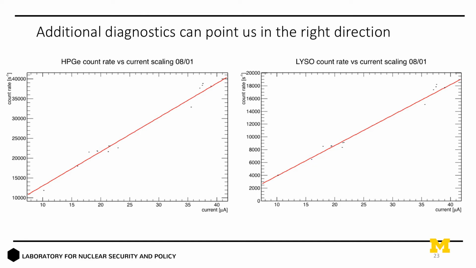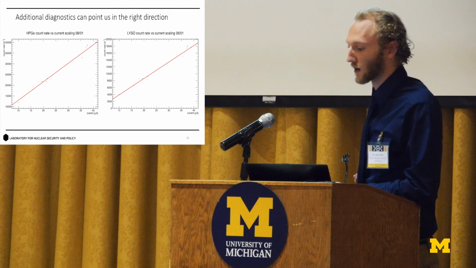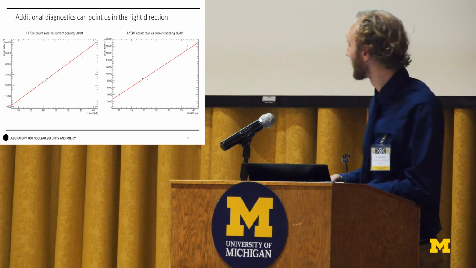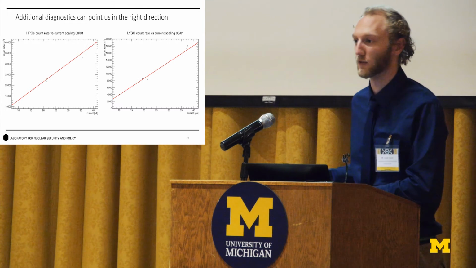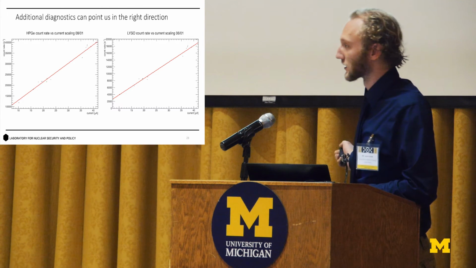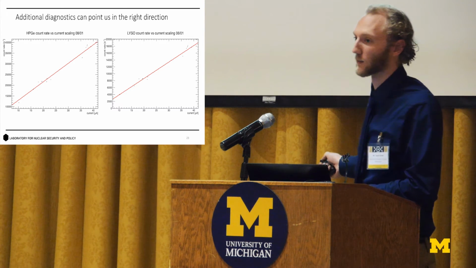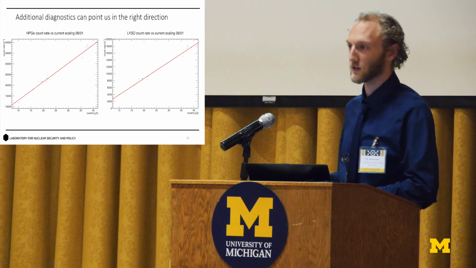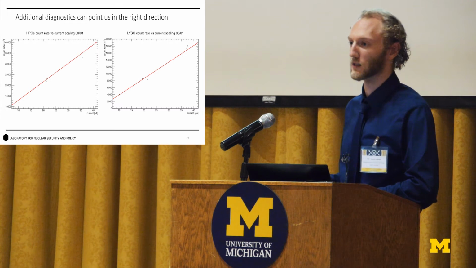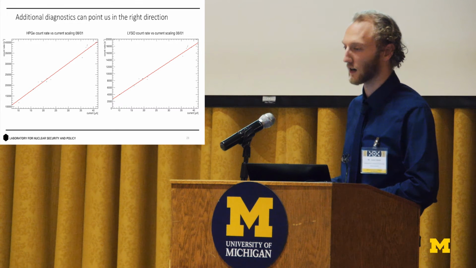I'm not sure if these points are visible in the back, but these are the count rates versus observed current in the HVRL measurements for the high purity germanium detector and the LYSO direct bremsstrahlung detector. With the exception of 1 or 2 points, all the fluctuations about the linear trend line appear almost exactly the same in the high purity germanium as in the LYSO detector. And they're measuring 2 completely different things. So this suggests that there are some beam fluctuations that we did not account for in the initial calculations.